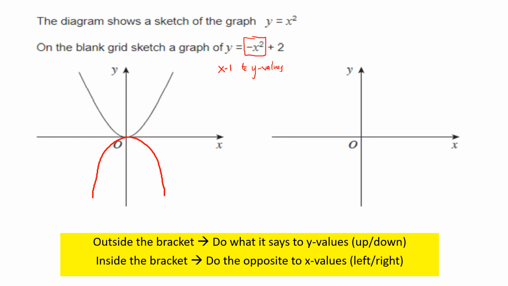But then what happens? Then they've got a +2 outside the brackets as well. We're going to +2 to the y values. So what's that going to look like? Well, it's going to move up by 2. So that's our final answer. We have to do it in stages. First do the multiplying, then do the adding, subtracting, just like BIDMAS.